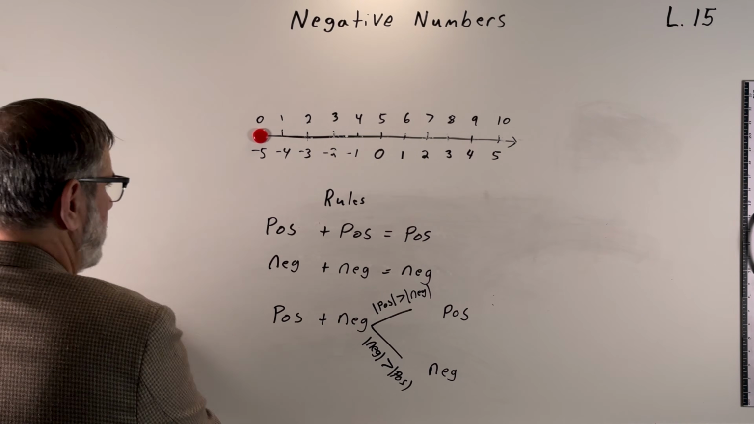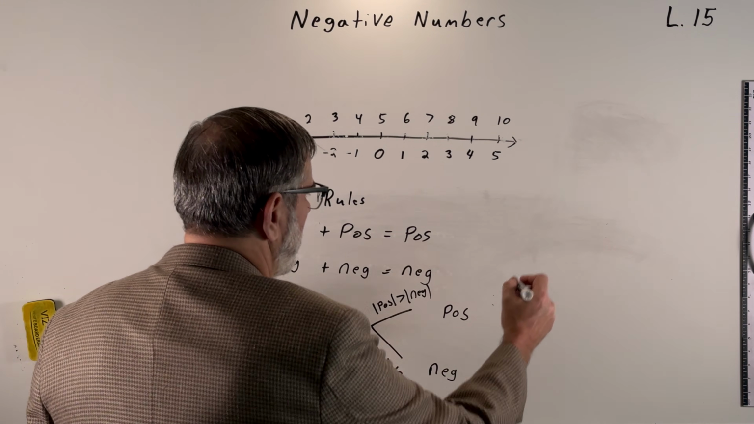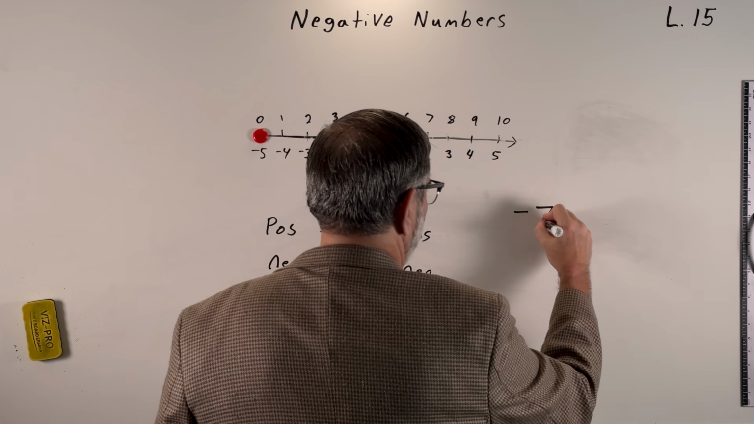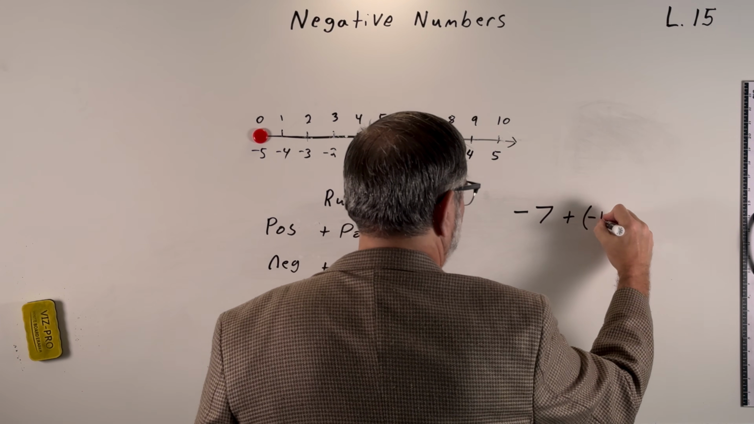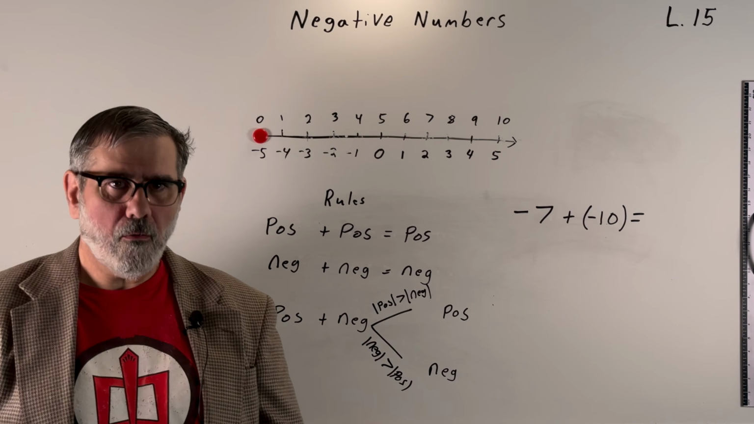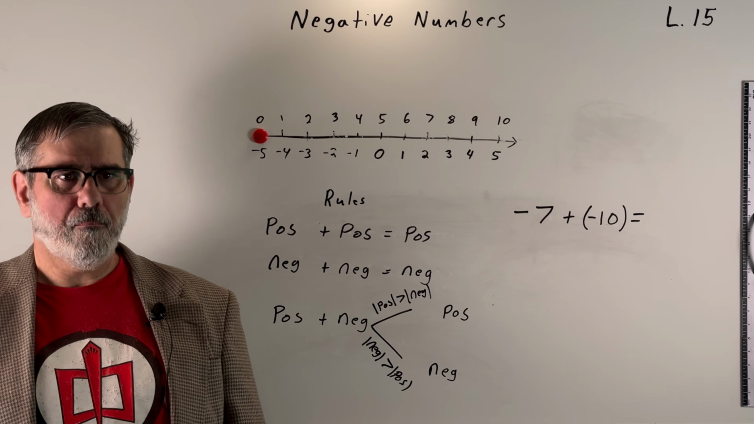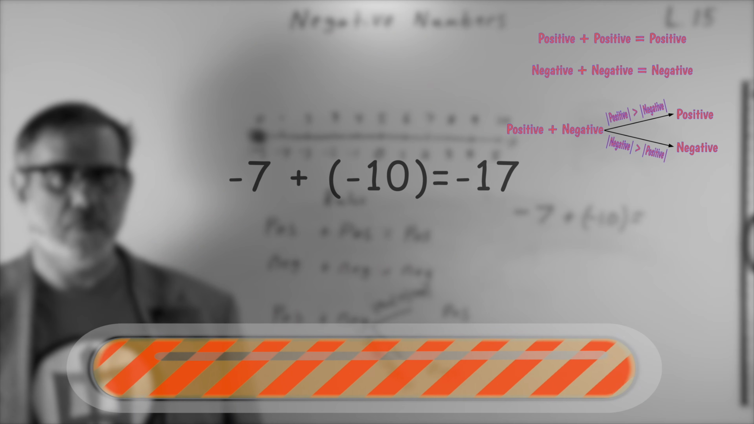Let me give you a couple to try to make sure that you understand these. Maybe I'll leave the rules up here for you. Minus 7 plus minus 10. So go ahead and pause the video. I'll leave the rules up here for you to see. Give that a try at home. Come back when you've got your answer.